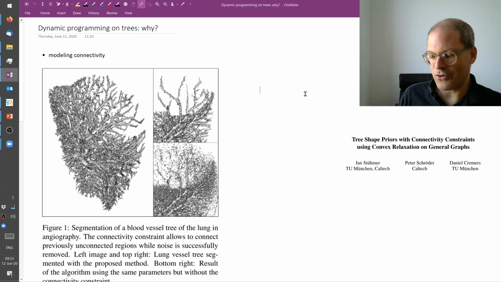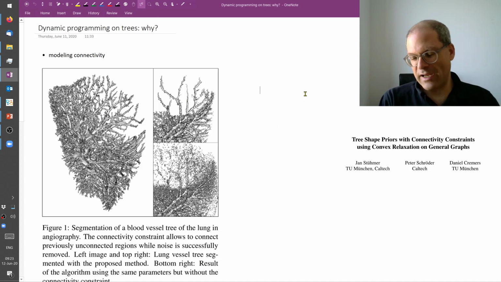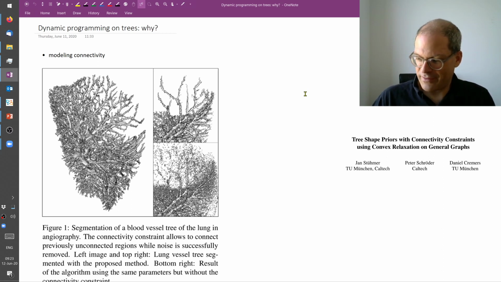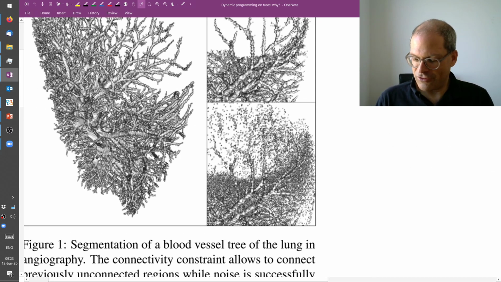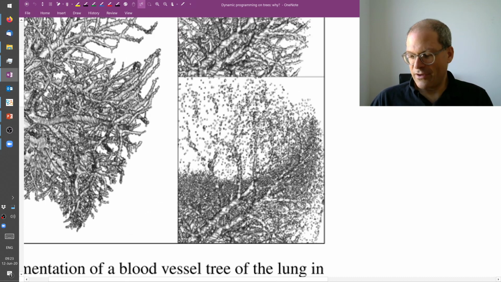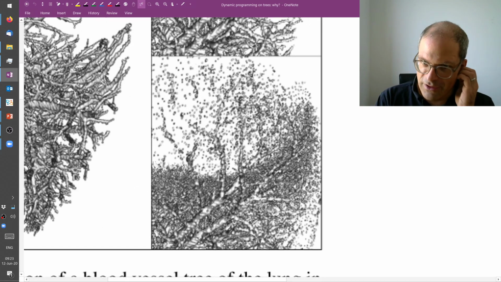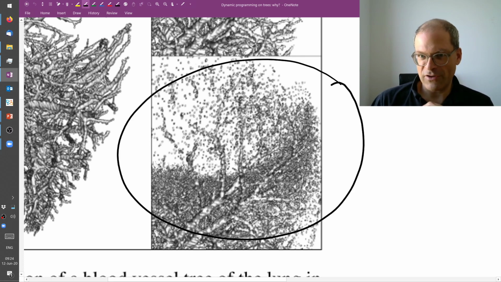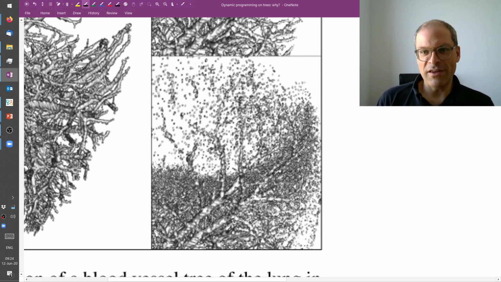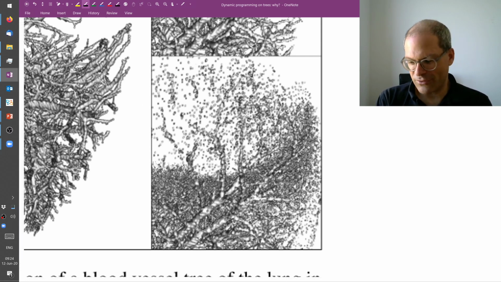So why would you be interested? For example, to help you model connectivity. I have here a figure from a paper by Daniel Kremer's lab from, I think, 2013. They were studying lung tissue at the time. And if you try and do semantic segmentation of the airways in this case, you will obtain an image like so. You see the airways, they're heavily fractured just because the data is not so great.